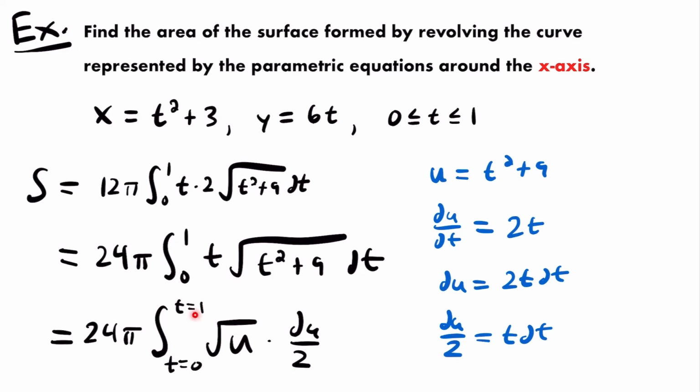All right, now our bounds of integration are still in terms of t. That's why I wrote t equals 0 and t equals 1, so we don't forget that they are values of t, but we can easily change them to be values of u by plugging each of these values into what we set u equal to.